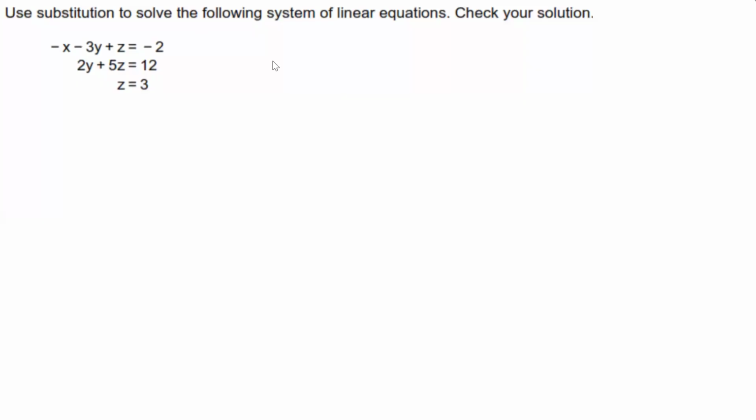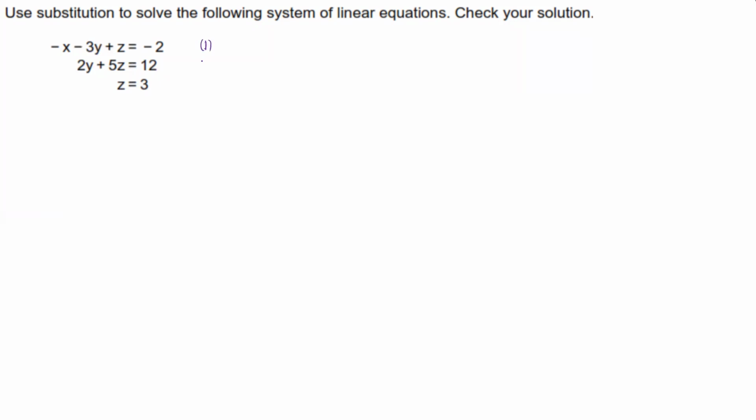All right, so here we're supposed to use substitution to solve the following system of linear equations and then check your solution. So that's kind of what the first problem was. So we know how to do that already. So now what we're going to do is solve for x, y, and z given this system of equations. If we are given z equals 3, we can plug that into here.